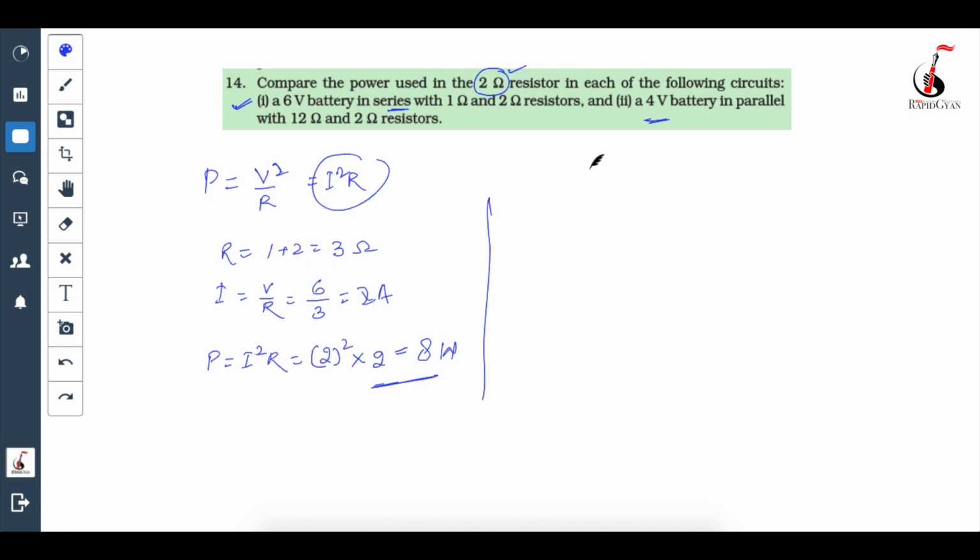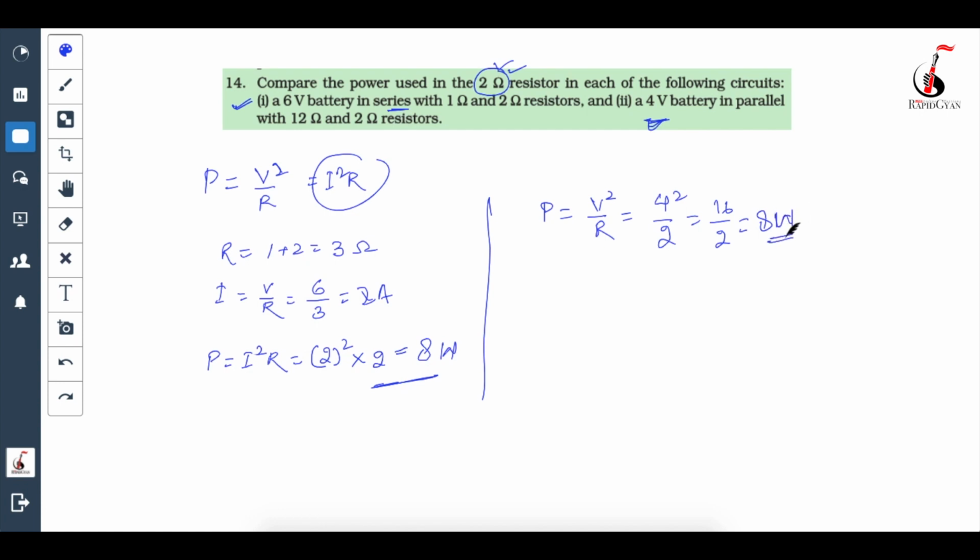Nothing, beta. In this case you will have to find out nothing, because the resistors are in parallel, and in case of parallel resistance your current is not constant but your voltage is constant, correct? So in this case if your voltage is constant, you can simply find power. Power is equal to V square upon R, which is 4 square upon 2 ohm, so 16 upon 2, that is equal to 8 watt. So in both the cases your answer will be the same.